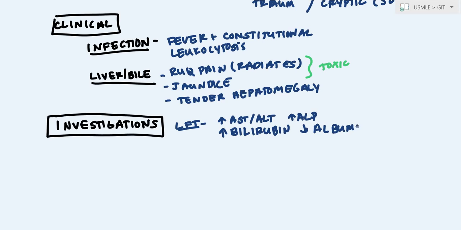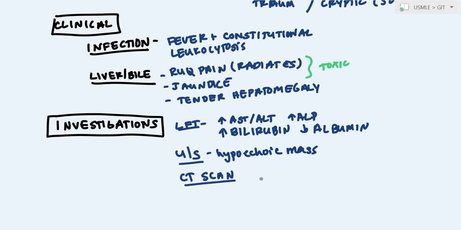You have a huge infection. Obviously, you're going to have all these symptoms. But the investigation that will really show you what you have is going to be the ultrasound. And what you'll see in the ultrasound is a hypoechoic mass. And what's even better, what's actually the investigation of choice is the CT scan.